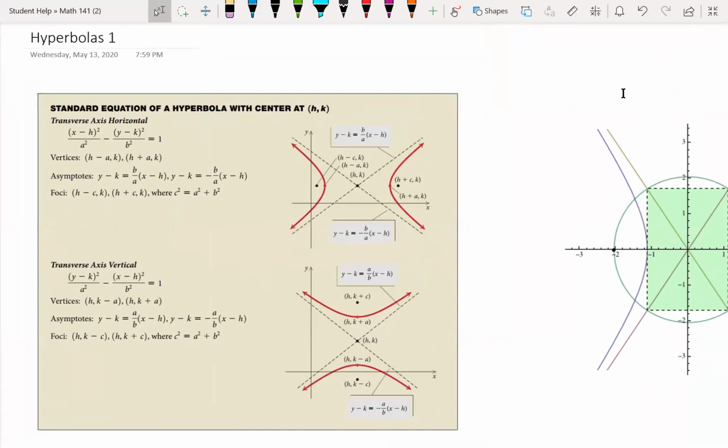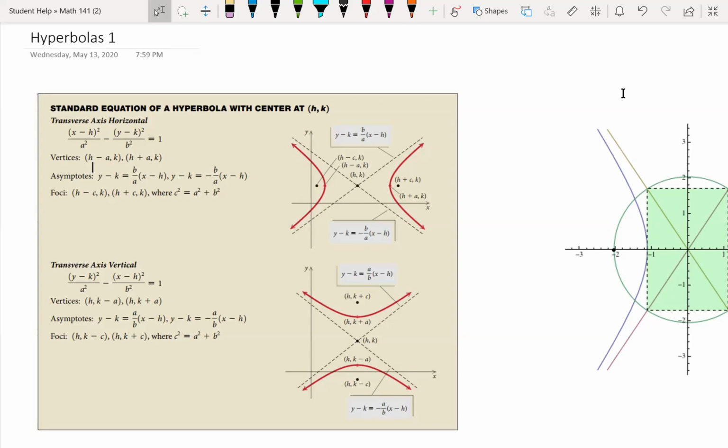You'll notice that the equation looks similar to that of an ellipse in the sense that it is in fraction form with a 1 on the right-hand side of the equation. A couple of differences are that there's a minus sign between the fractions rather than a plus sign.